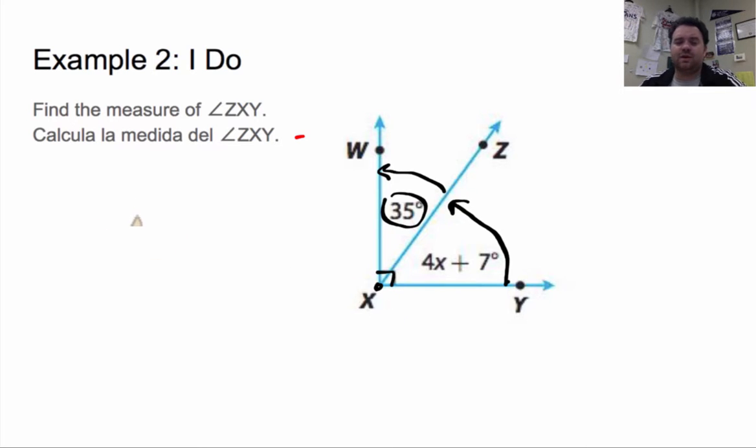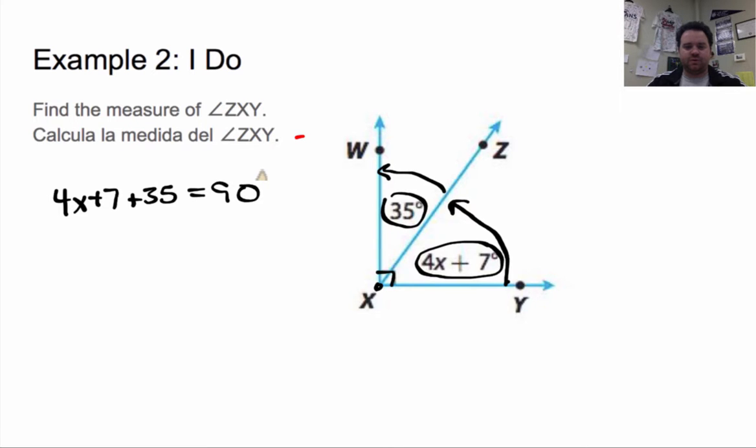And I know that you know that complementary means that this angle and this angle add up to, that's right, 90 degrees. Excellent job. So that tells me that angle 4x plus 7 degrees and angle 35 degrees add up to 90 degrees. Look at that. Now it's just a two-step equation. This is great. It's like geometry is built on algebra. So I'm going to combine my like terms here. I have 4x plus 42 equals 90.